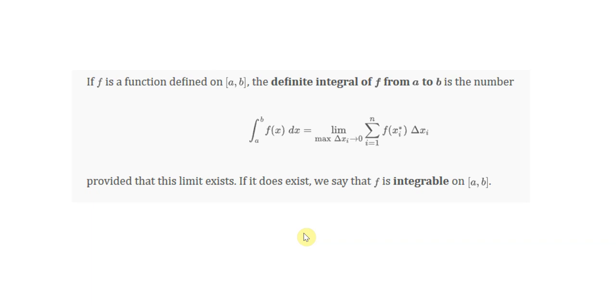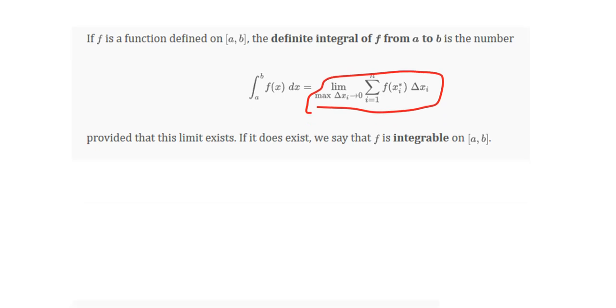So if you'll notice, what we have here is pretty much exactly what we were writing down before when we were finding the areas of the rectangles and stuff like that, right?